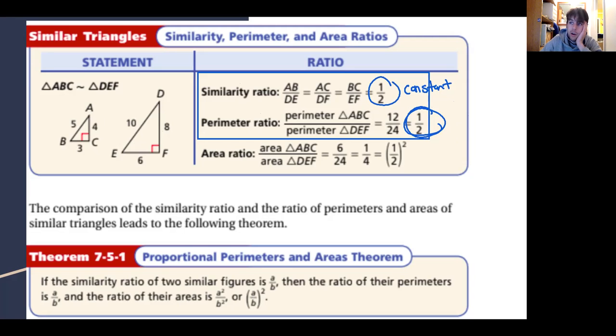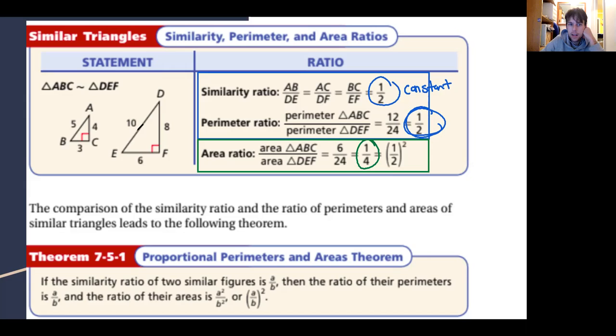The area, however, is a bit misbehaving, and it's because area is done by multiplying. We multiply some things together, and thus it messes things up a little bit. Turns out the area of the smaller triangle is 6. 3 times 4 divided by 2 is 6. And the area of the bigger one is 24. 6 times 8 divided by 2. They have a ratio of 1/4. So the area ratio is 1/4, different than the perimeter and different than the sides.